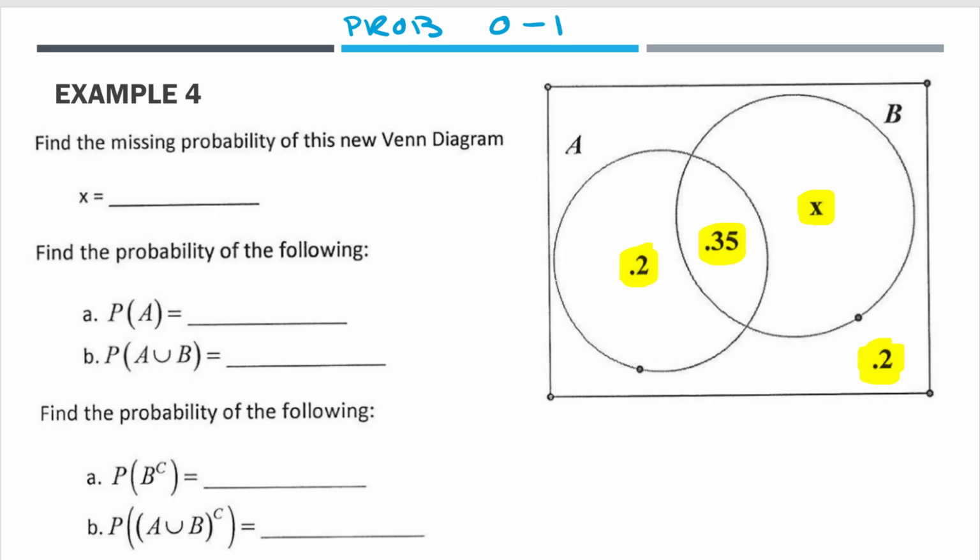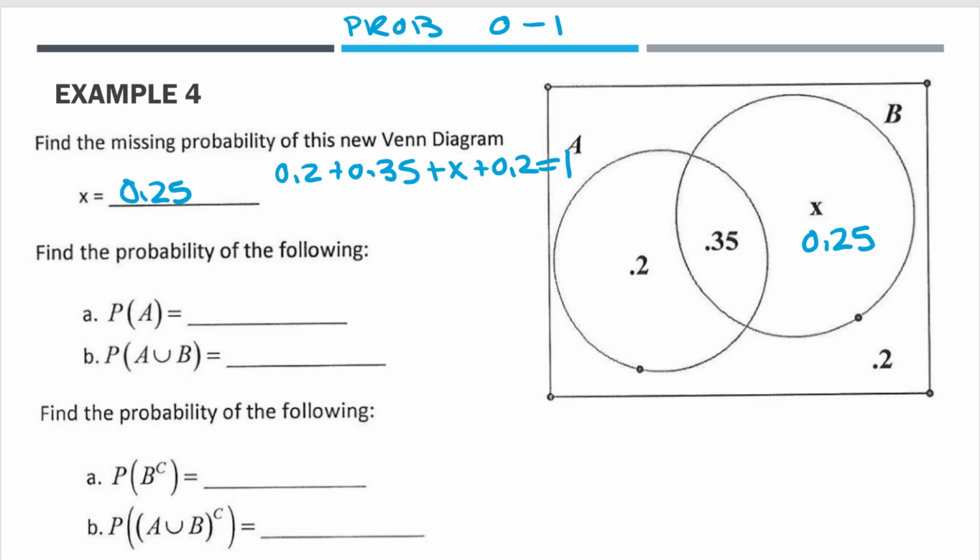So when we're asked to find x, we need to take all probabilities, so 0.2 from inside event A, plus 0.35, which is shared of A and B, plus X, which is event B, plus 0.2, which is the complement of A and B. Those all have to add to equal 1. So we can solve for X by setting up this equation. When we simplify and solve for X, we get 0.25.